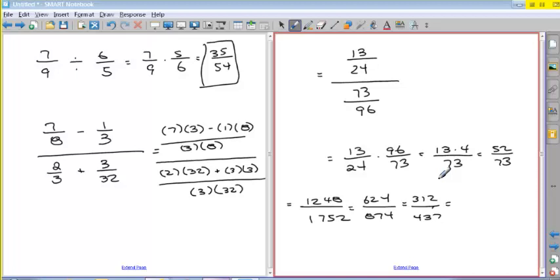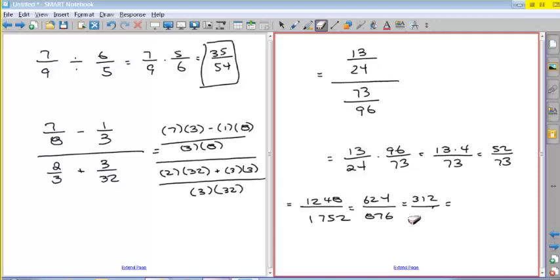Did I make a mistake somewhere in my calculations here? 312 and 437 divided by 6. I can't divide it by 6, it's odd. Okay, so let me see, what did I do wrong here? 24 times 73 is 15, okay, divided by 2, 876. Oh, that's my problem right here. 876, I made a mistake there.